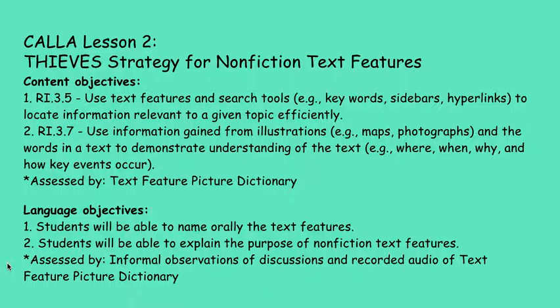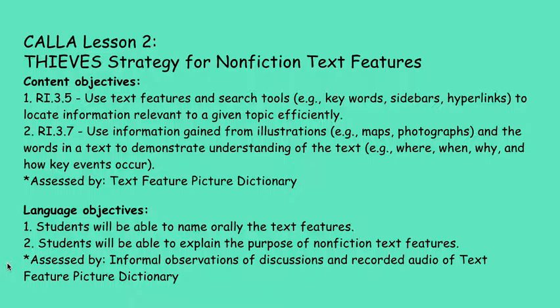We wanted them to not only use it in this strategy, but if it worked for them and that was helpful for them, we wanted them to continue to be able to use it. So as you can see, these are our objectives. They go along with the standards. We want the students using text features and search tools to locate information. The search tools actually will come in a later lesson, but then we still want them to be using information from other text features like the illustrations, for example, maps and photographs and things like that.